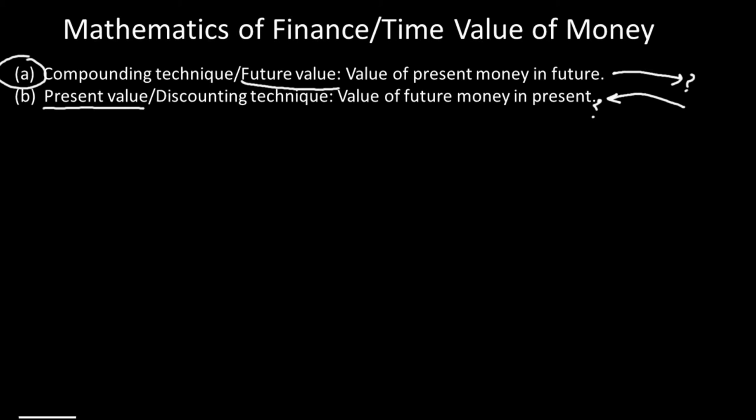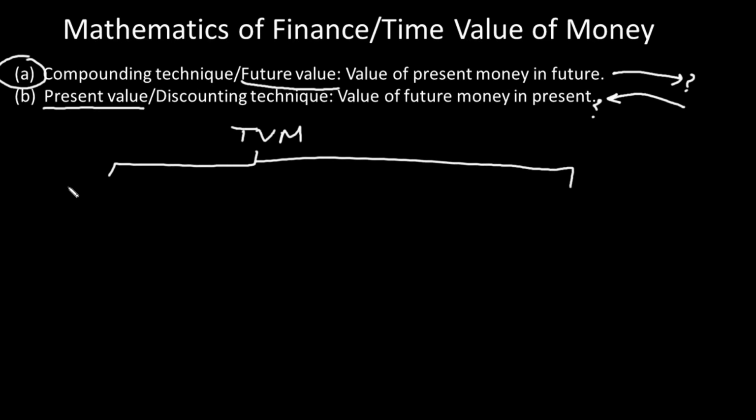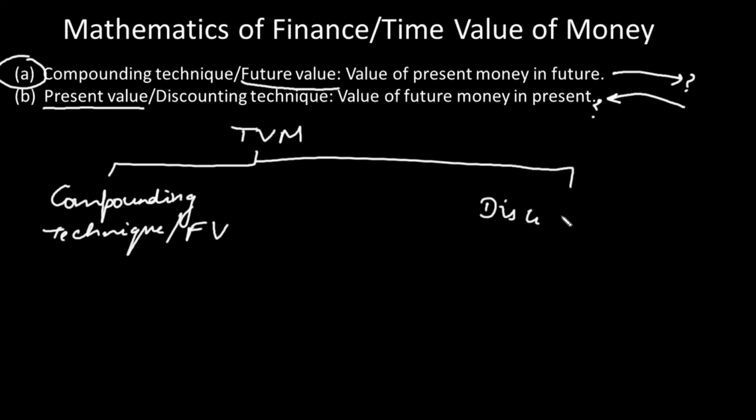Let me make a quick table to get you familiarized with the concepts. So time value of money has two main concepts, as I told you. One is compounding technique, which is used to calculate the future value. Second is discounting technique, which is used to calculate the present value.